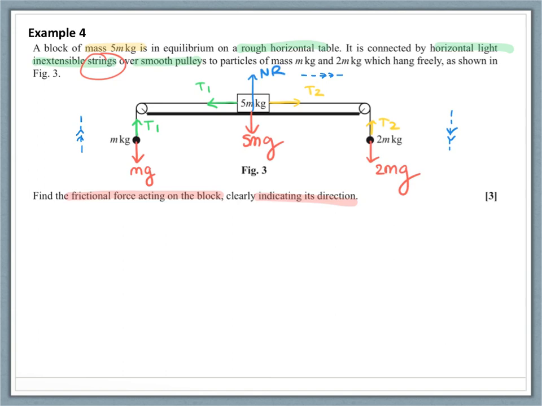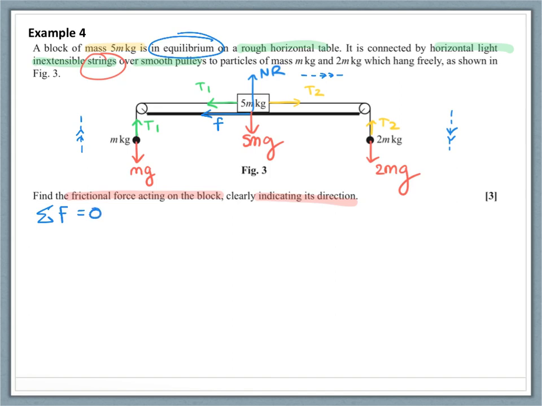So friction always opposes the direction of motion, or the intended direction of motion, which suggests to me that the friction should be in this direction here. But it doesn't matter. If we're wrong, then the friction will work out to be negative, and we can clearly state that we should have put it in the other direction. So remember, the whole system is in equilibrium this time, so we're not using F equals ma. We're using the fact that equilibrium tells us that the resultant force is equal to 0.